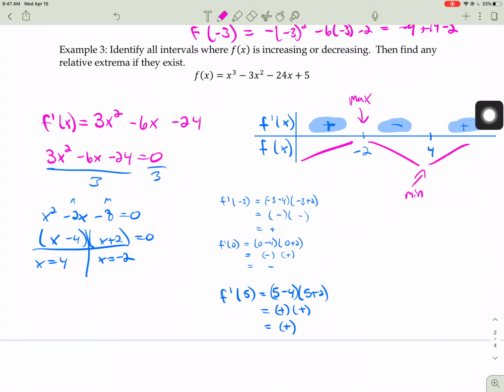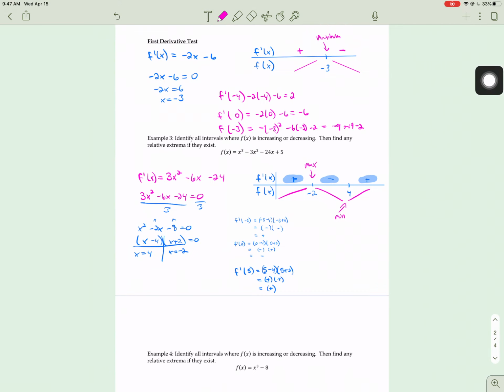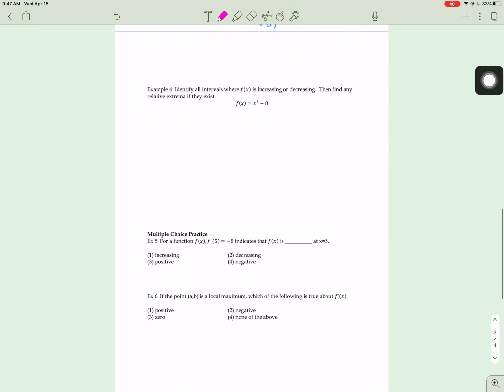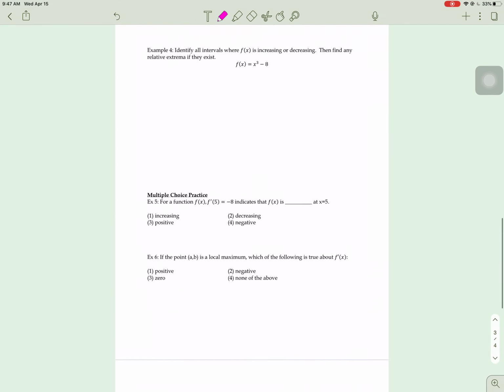I know it says to do that, but to save time, I'm not going to do that for you guys. Okay? So what I want you guys to try is try the rest of the sheet, 4, 5, and 6.